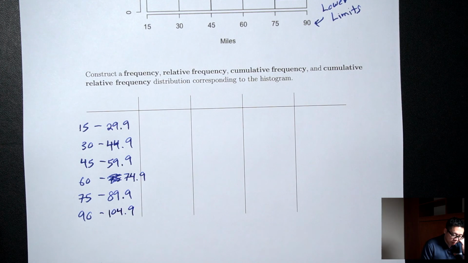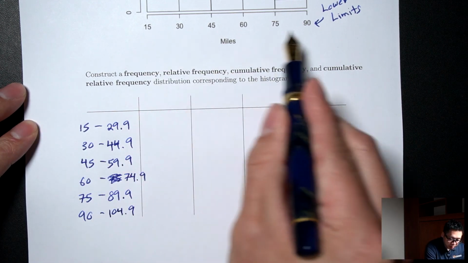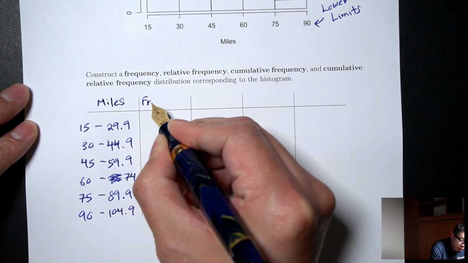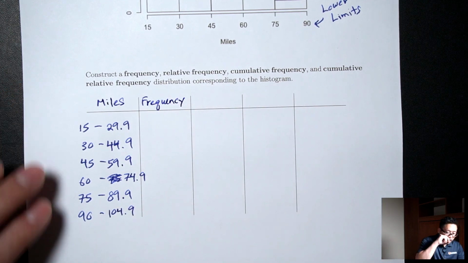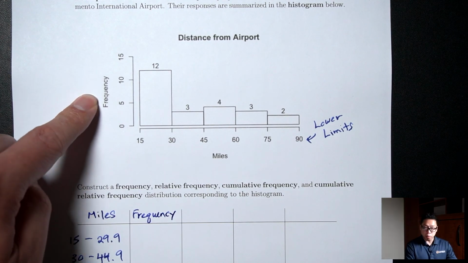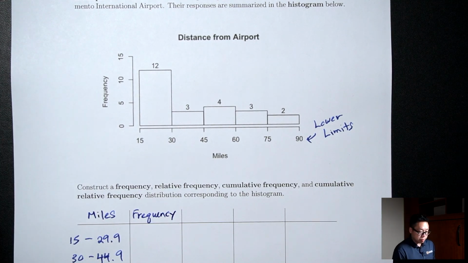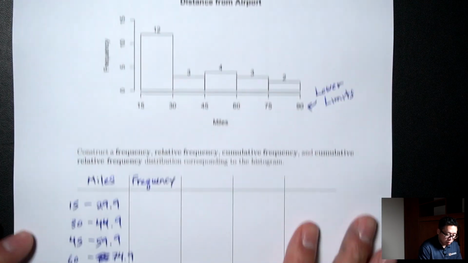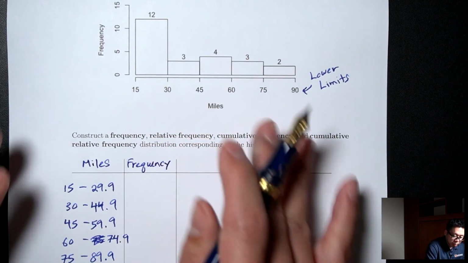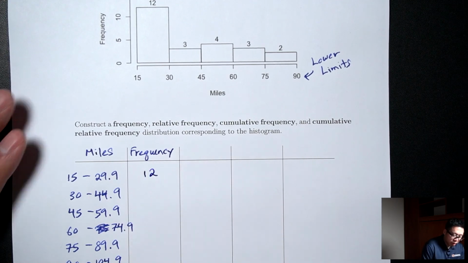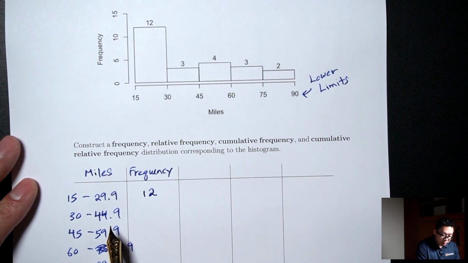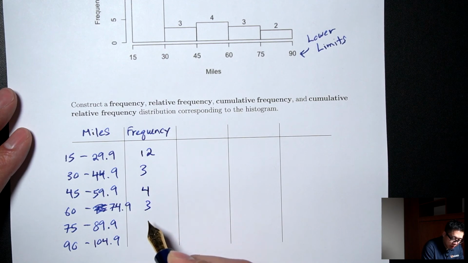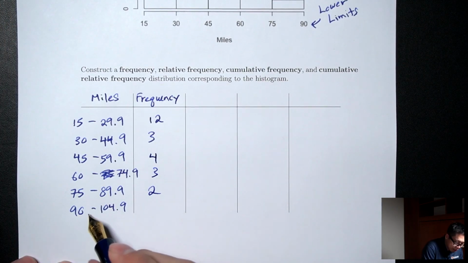And let me also title this column. These numbers we got from these numbers right here, and they represented miles. So all these numbers are miles. And then we're going to find a frequency. Now, this is a frequency histogram, which means the heights represent the frequency. So the 12 is the frequency of the range 15 to about 30. So 15 to 29.9, that frequency should be 12. The frequency for 30 to 44.9 is 3. And then next one will be 4, 3, 2. I guess we didn't need this last one anyway.